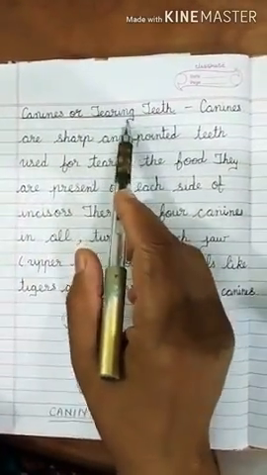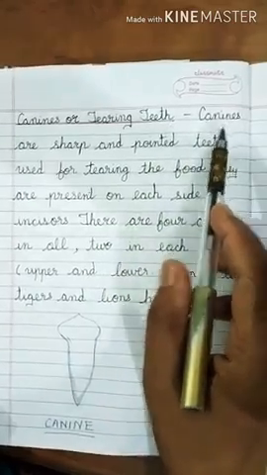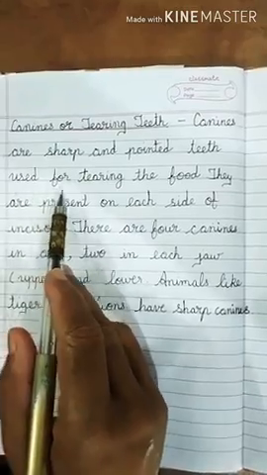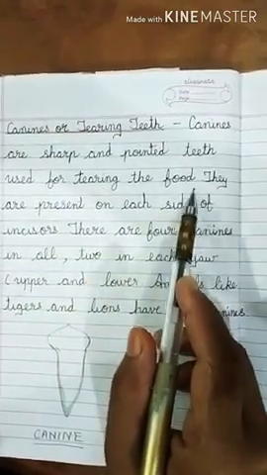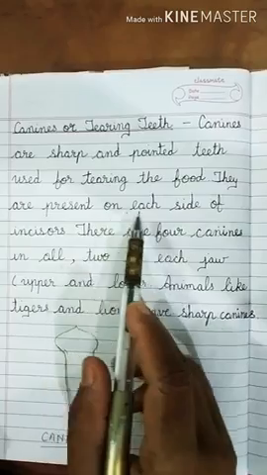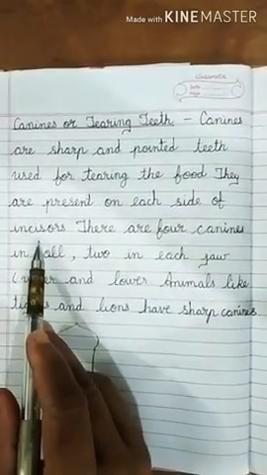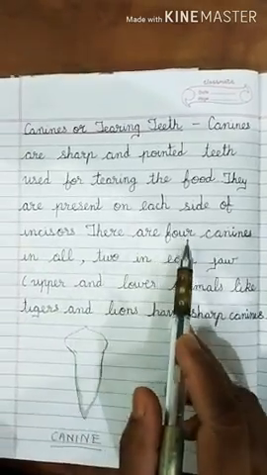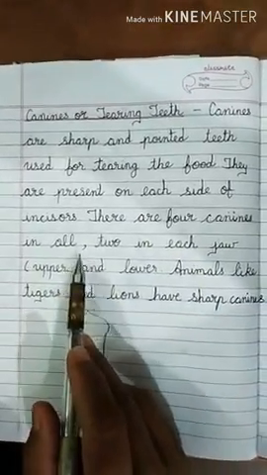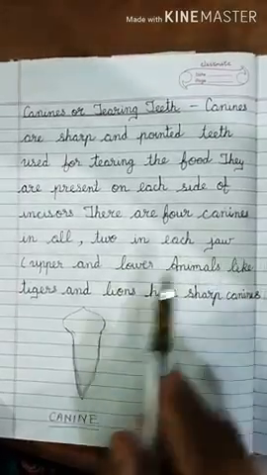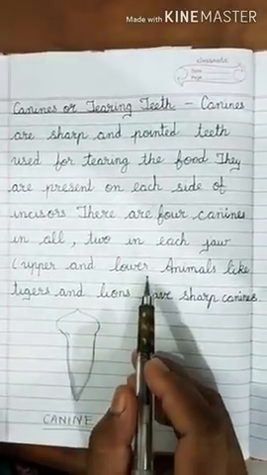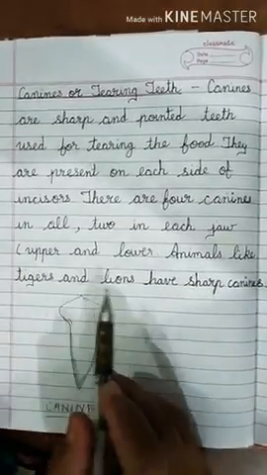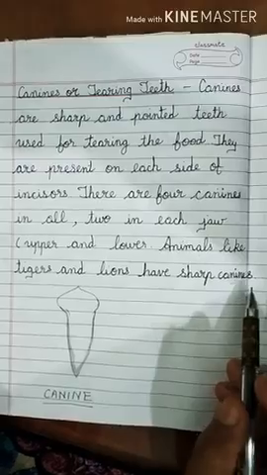Canines or tearing teeth. Canines are sharp and pointed teeth used for tearing the food. They are present on each side of incisors, so they are next to incisors. There are 4 canines in all, 2 in each jaw, upper as well as lower. So you will find animals like tigers and lions have sharp canines.